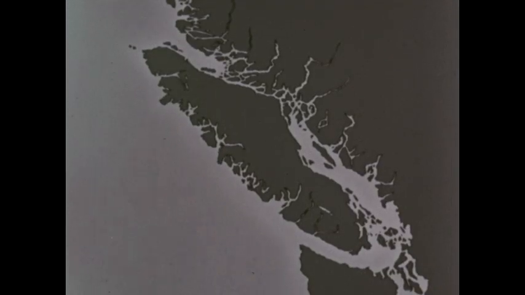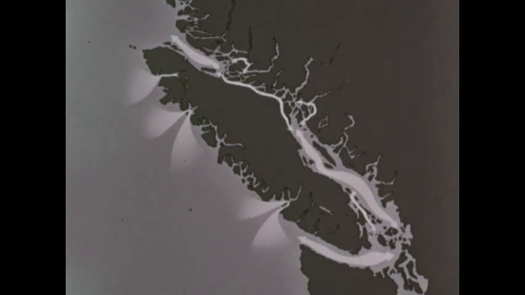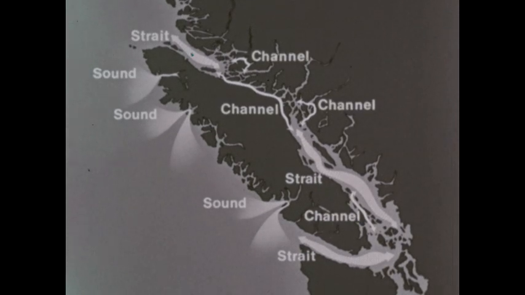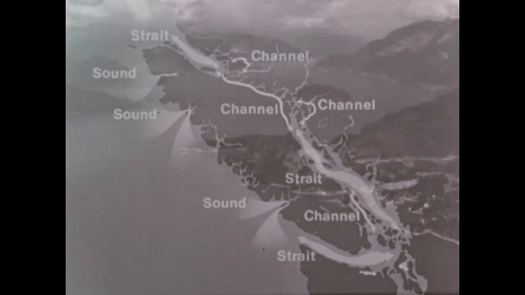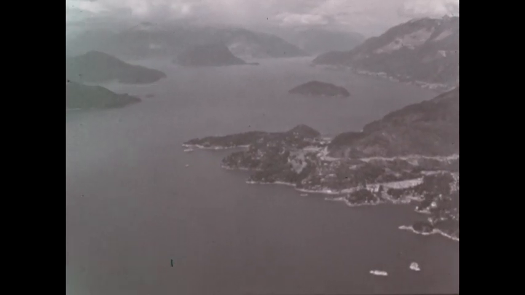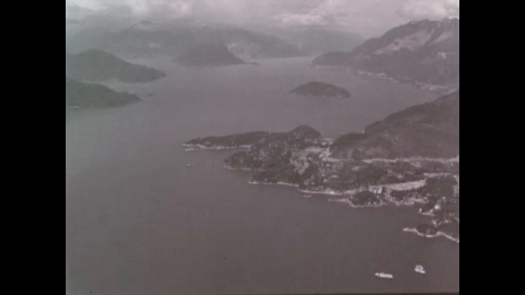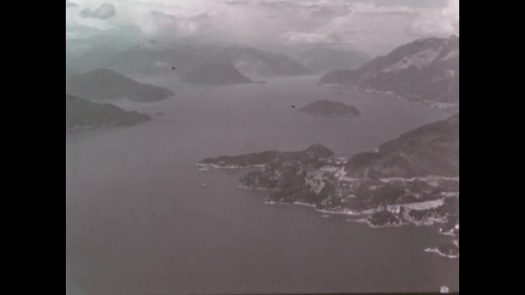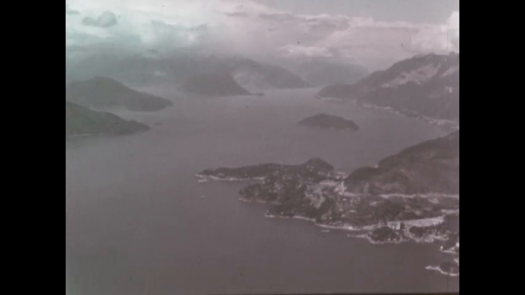Looking more closely at some of these islands, we find a number of water passages separating the land masses. Such waterways are referred to as straits, sounds, and channels. Here we are viewing a sound, Howe Sound in British Columbia. A sound is an inlet of the sea, jutting into the mainland or into a large island.